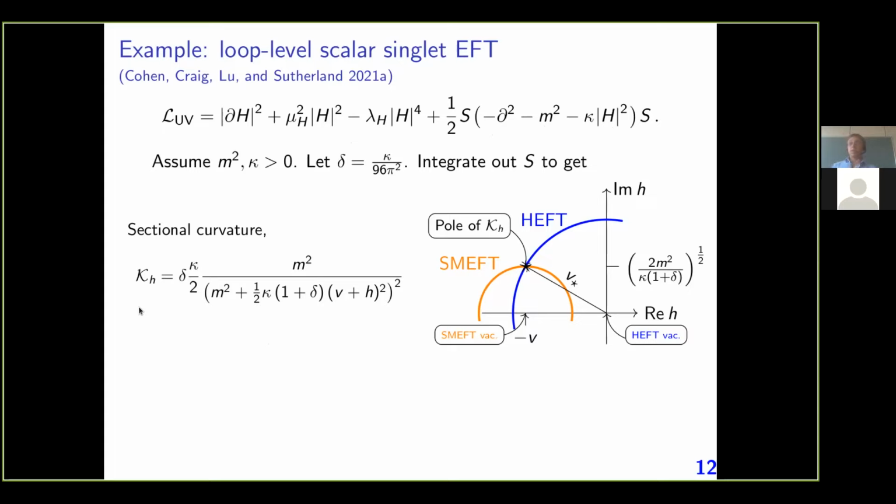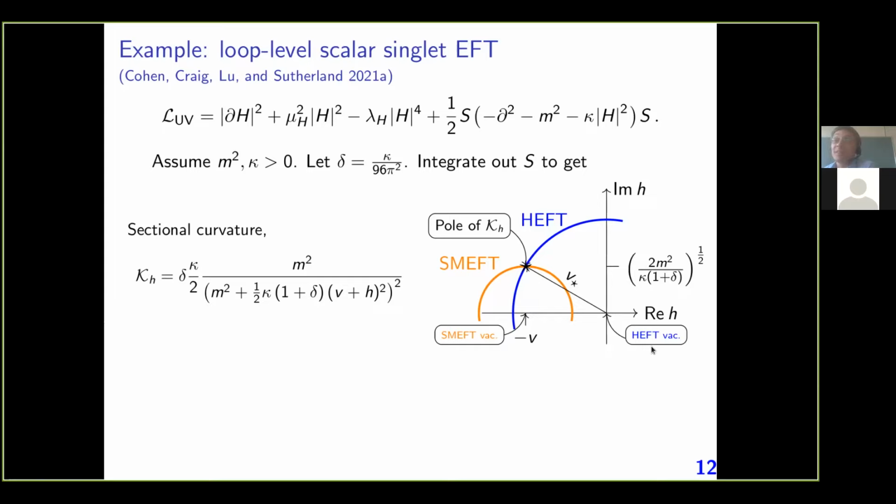Now, the particular 2 to 2 amplitude, 2 pi to 2 Higgses that we studied on the previous slide, that can probe the scale of this KH at the origin. So we set little h to 0. The 2 to n amplitude, where n is a few, is going to probe the scale, which is the distance in the complex plane of h to where this sectional curvature has a pole. So where this denominator of the sectional curvature is going to blow up. It's going to go to 0, sorry.